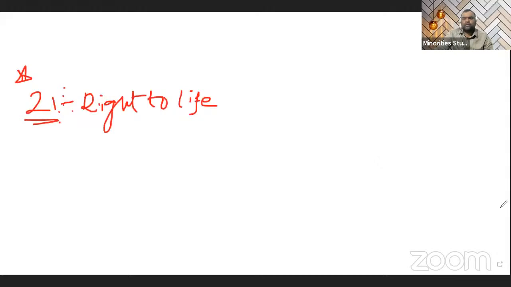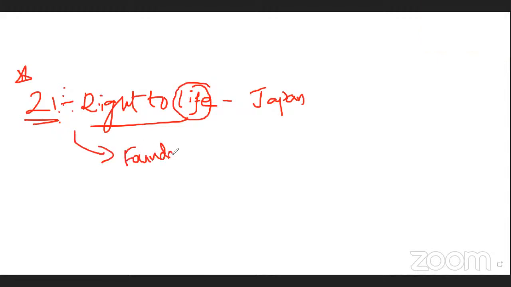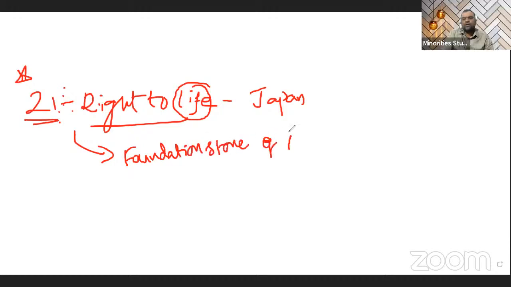Right to life. This concept is borrowed from Japan. Very, very important article. Life. You're talking about your life. This article forms the foundation stone, the basic foundation stone of Part 3. What is the meaning of foundation stone of Part 3? Foundation stone means basic. Without this article, it is meaningless.